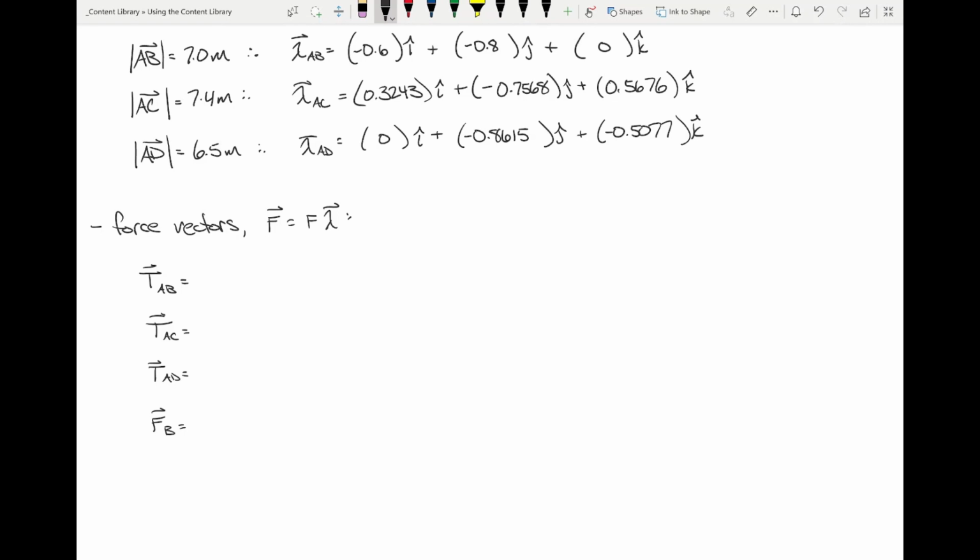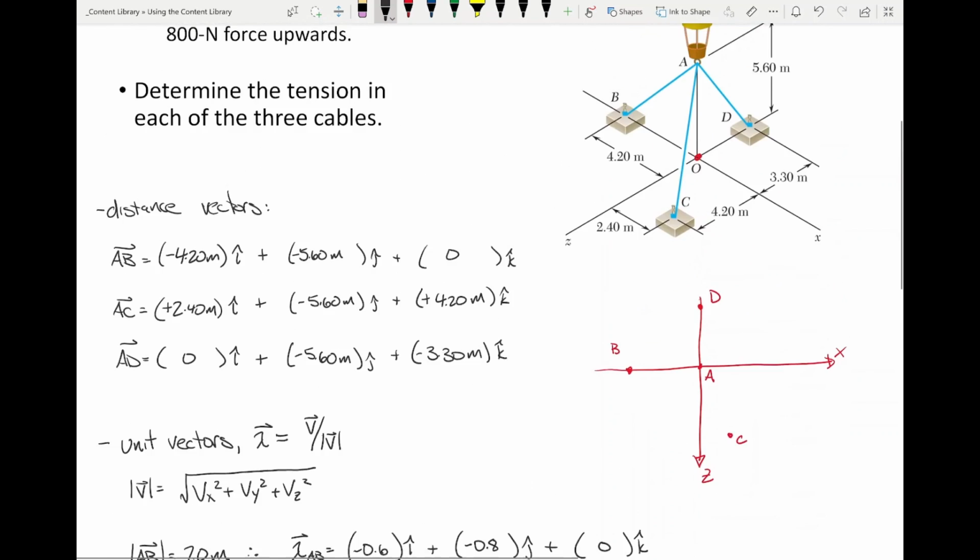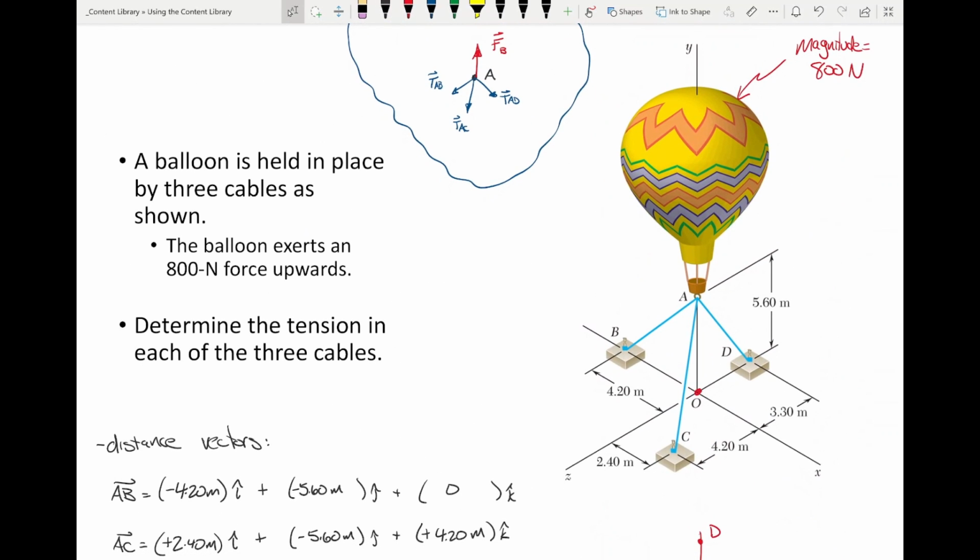So here's how I'm going to do this. So I've got my vectors and everything right here. By the way, what was FB? What was that? 800J? Is that what everybody said? Because it's pointing upwards. Remember, the balloon is going to be going straight up, so it's along the y-axis, and its magnitude is 800. So if I were to describe FB, it would be 800J. Everybody good? Okay.